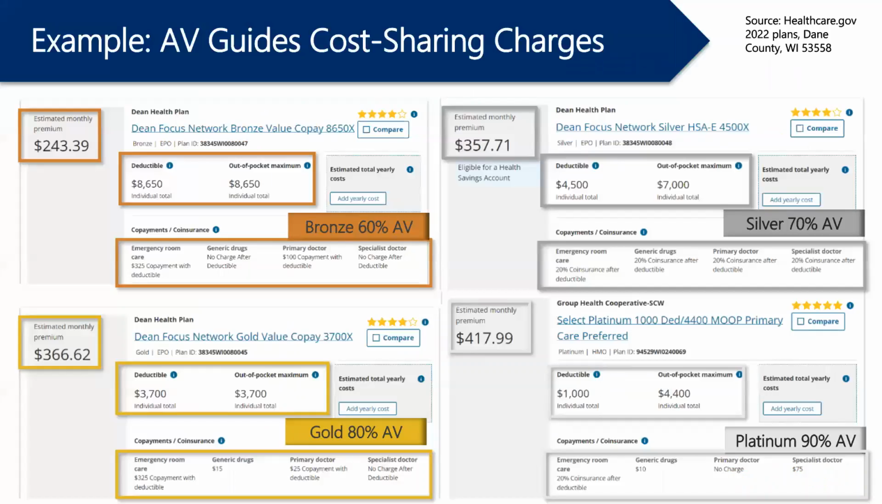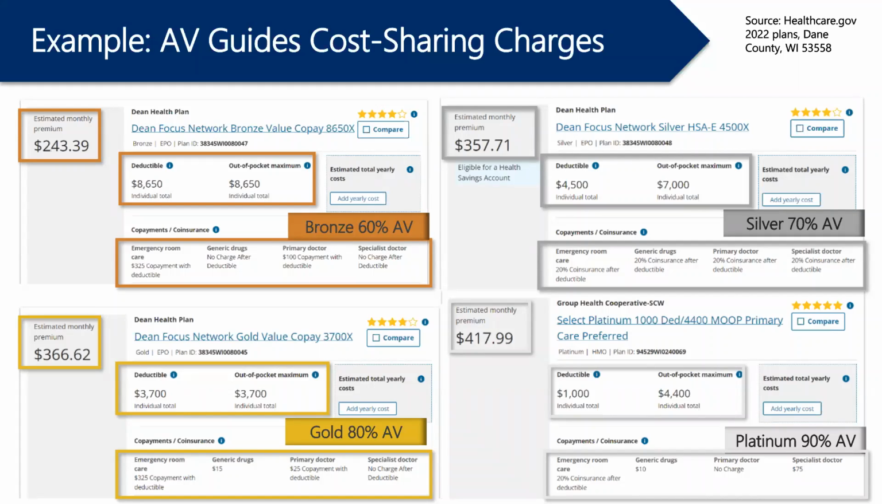All right, so let's look at how AV guides what the cost sharing charges are. The insurers offering these plans are following certain rules about actuarial value in order to figure out what the deductible under a plan is going to be. If the deductible is that, then what can the out-of-pocket maximum be? So it's really guiding the design of the cost sharing charges.